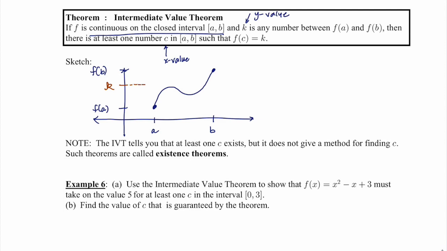And I'm going to draw a line across here at the function value k. And what they're saying is there's at least one number c such that f of c is k. And what I can see from my graph is, for this sketch that I drew, the c value I'm looking for is right here for that choice of k. But let's make another choice of k.